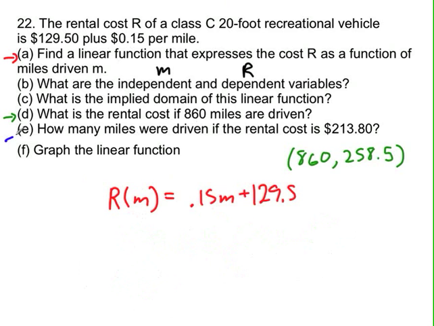All right, now we got to do E. So how many miles were driven if the rental cost was 213? This time we're going to take 213 and we're going to replace it with R of M, because the whole cost is going to be 213. And this is when it's going to be 0.15 times M plus 129.5. Now we want to solve for M, so I'm going to subtract 129.5 from both sides.